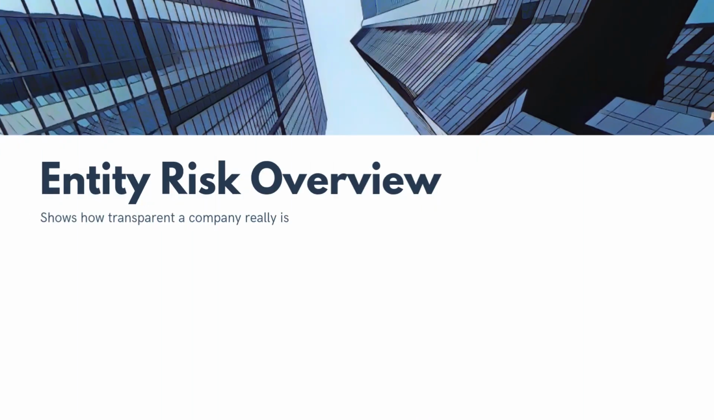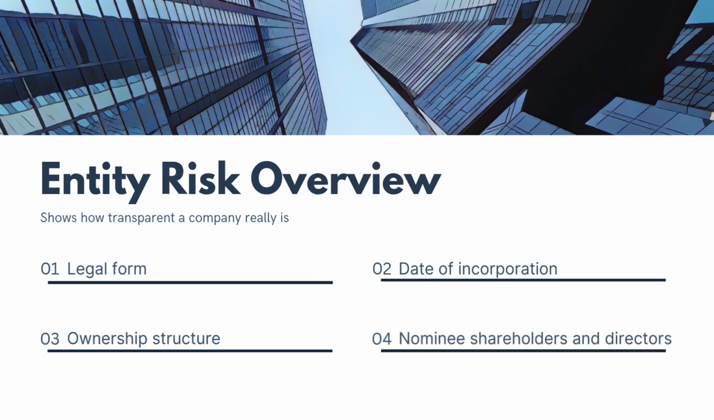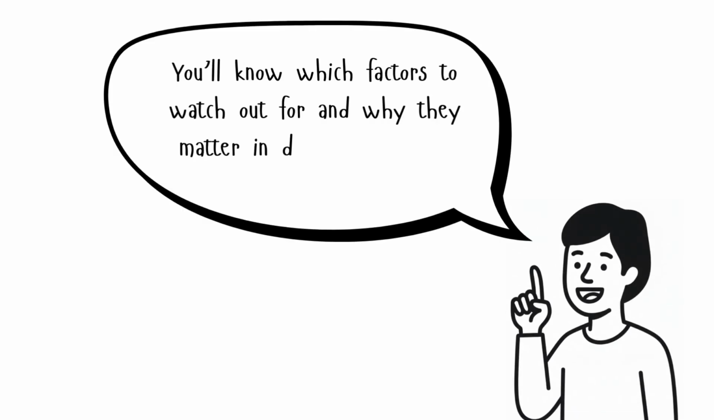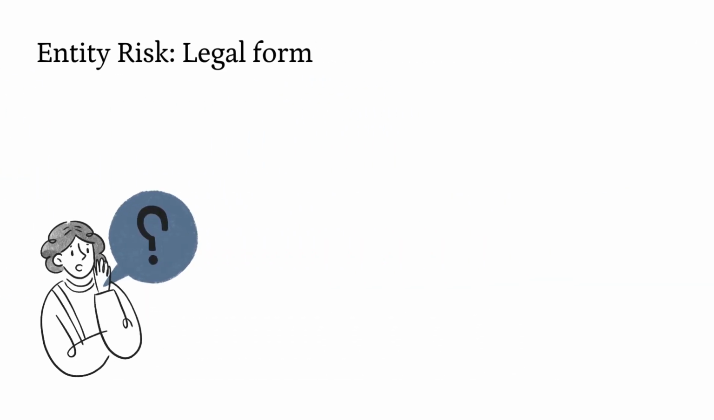We'll cover 4 key points: the legal form of the company, the date of incorporation, the entity's ownership and control, and the use of nominee shareholders or directors. By the end of this lesson, you'll know which factors to watch out for and why they matter in detecting financial crime. Legal form. What is a legal form?